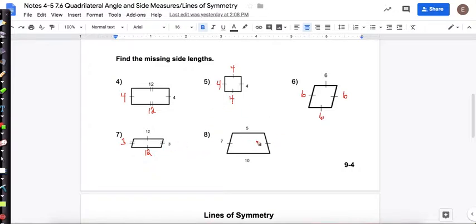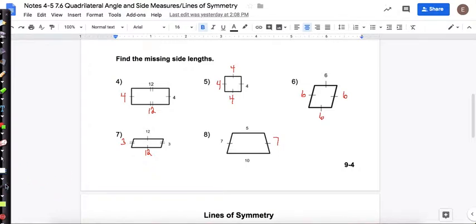Number 8. Okay, this is a trapezoid. So we notice we have 5, 10, and we have 7 here. And because this side is congruent to this side, I know because of the hatch mark, if this side's 7, this side is also 7.